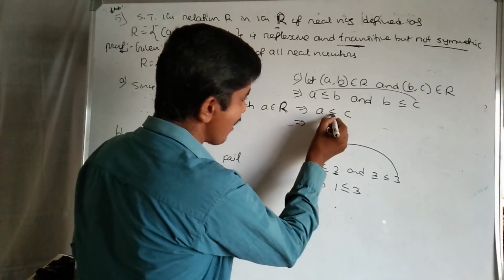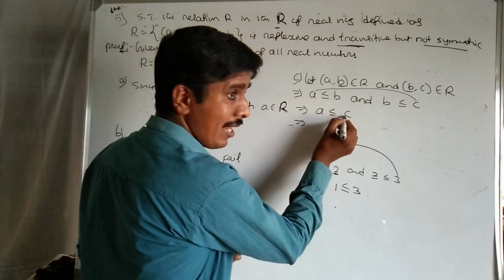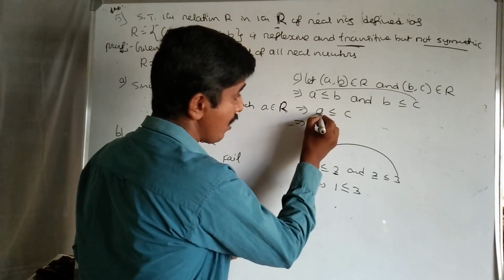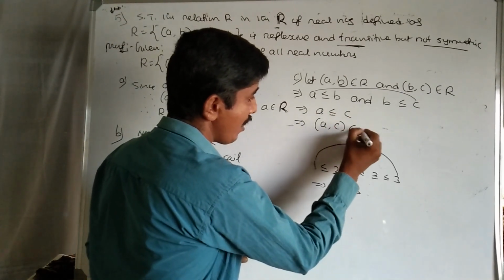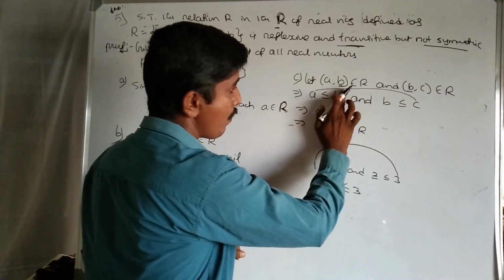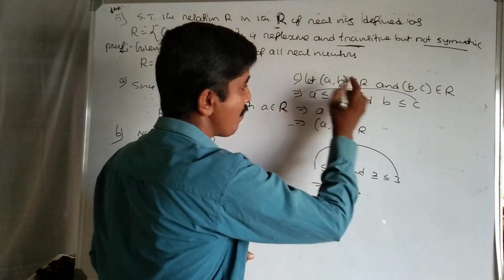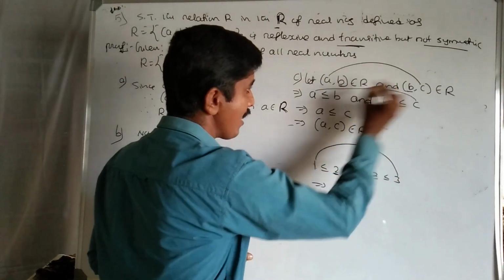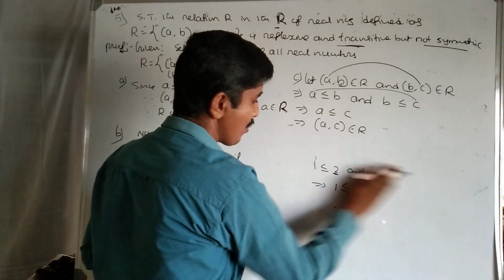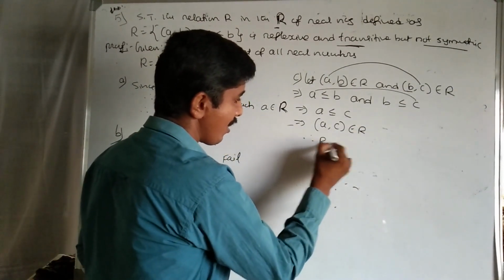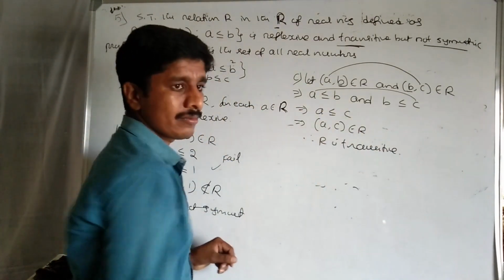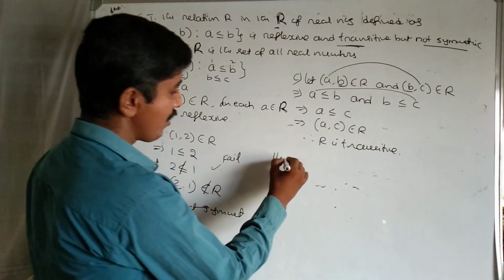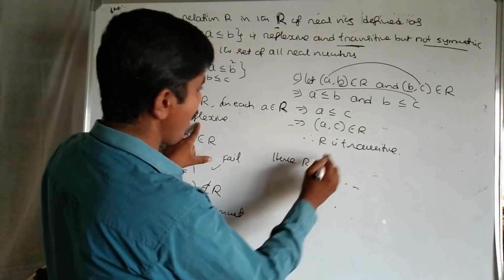Here A is less than or equal to C means there is a relation between A and C. Therefore A comma C belongs to relation. A comma B belongs to relation and B comma C belongs to relation, then A comma C belongs to relation. Therefore, the relation is transitive. Therefore, the relation is clearly reflexive and transitive.